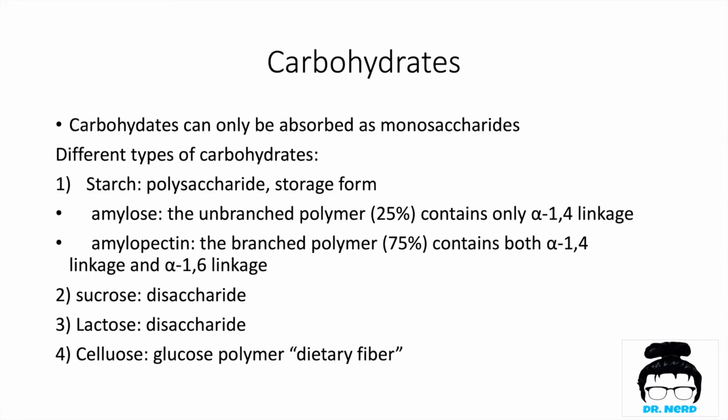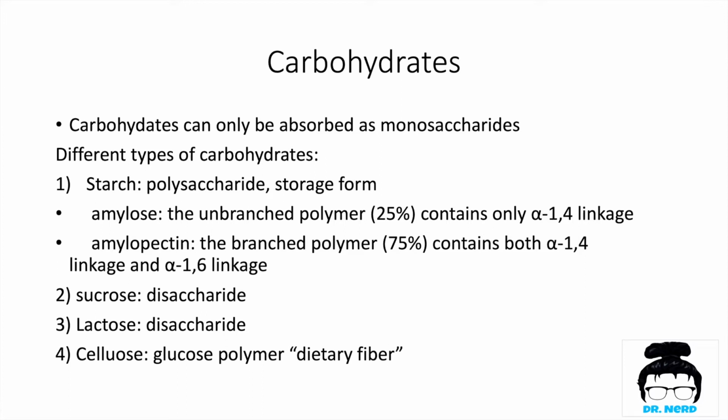Now, carbohydrates in your gut can only be absorbed as a monosaccharide, so as one molecule, one monomer, not polymers. Now, there are a lot of different types of carbohydrates. Today we'll only be focusing on four: starch, sucrose, lactose, and cellulose. Starch is obviously a polysaccharide, and it's usually found in a storage form. The two storage forms of starch are amylose and amylopectin.